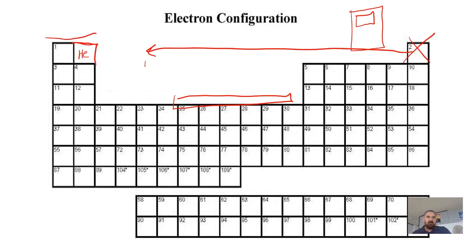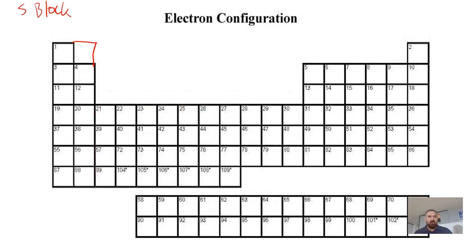So this block, this is the first block we're gonna talk about today. This is called the S block. This first period on the S block, this is period 1. We call this 1s1. So every element in this group is going to have an electron configuration that goes in 1. So this is 1s1. All the ones in the second group are going to be s2. So this is going to be 1s2.